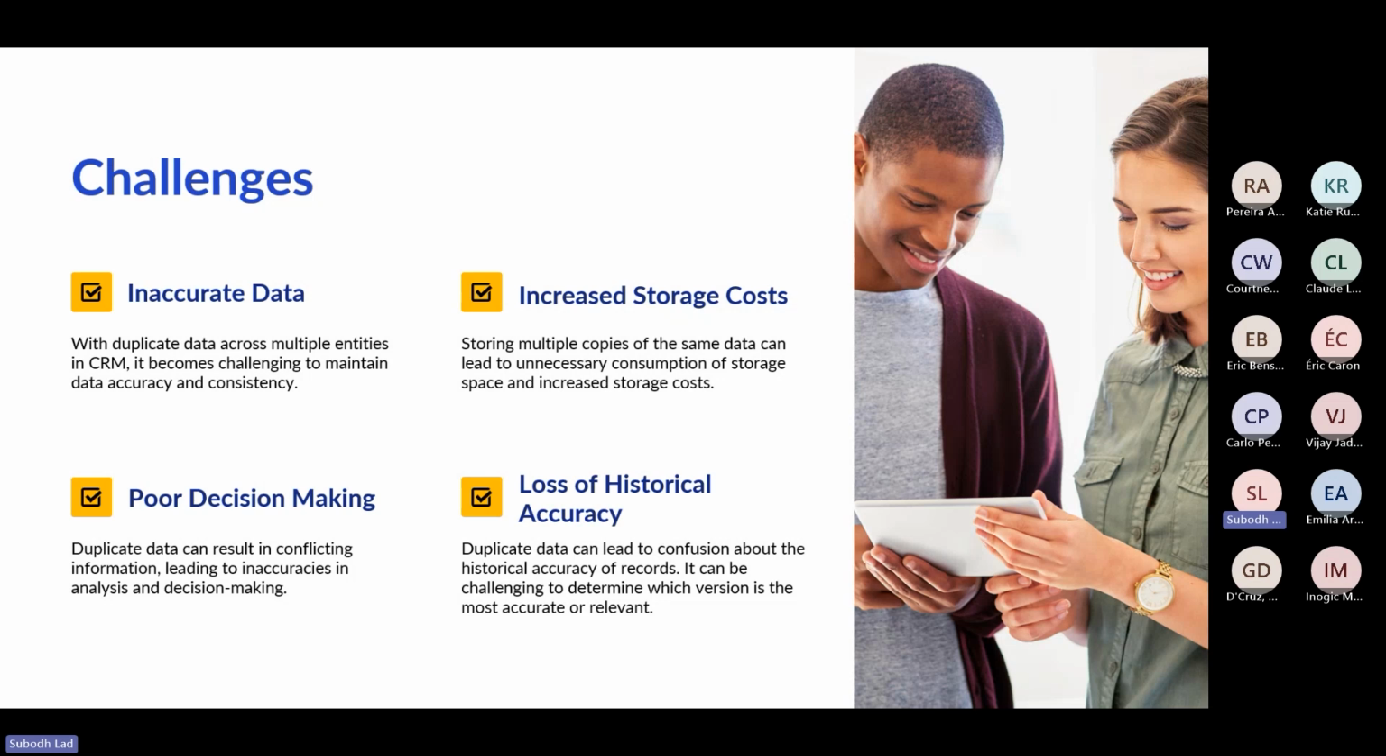Now, when multiple records exist for the same entity, it becomes unclear which record holds the most correct and up-to-date information. For example, if a customer's address is updated in one record but not in its duplicate, employees might end up using the outdated information. Now, this ambiguity can lead to mistakes in communication and service delivery.